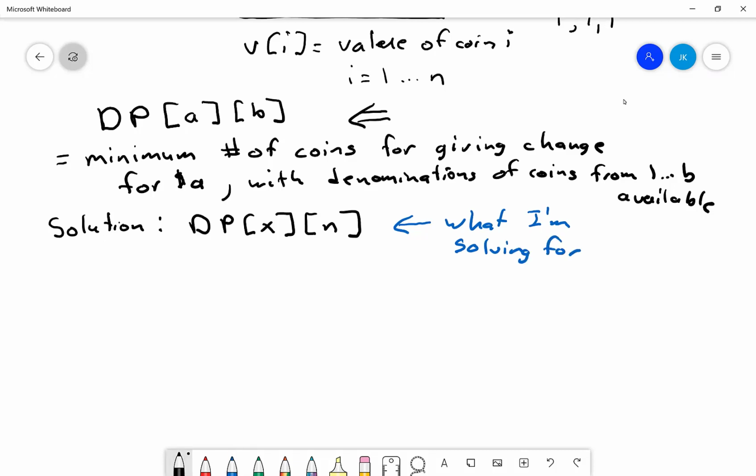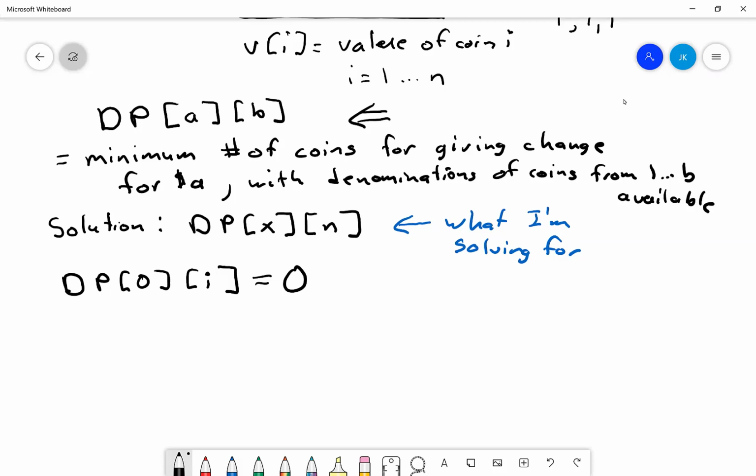And then what I need to do is figure out how to take this DP problem and describe base cases and a recursive case for how to define it. So let's think of some base cases first, some very simple things. If I had something like dp of 0 and I, for whatever I is, basically how many coins do I need at minimum to provide change for $0 if I have coins from 0 to I?